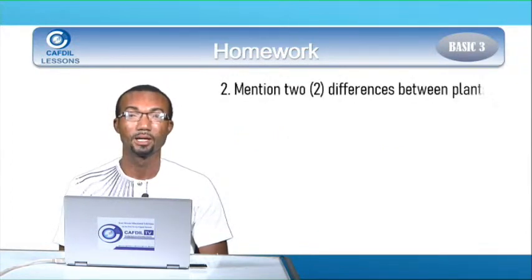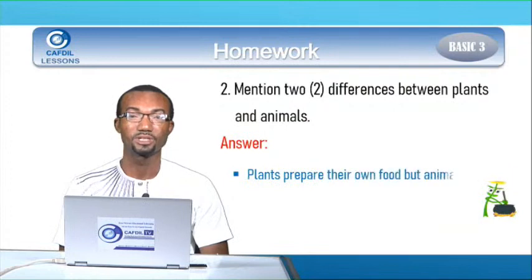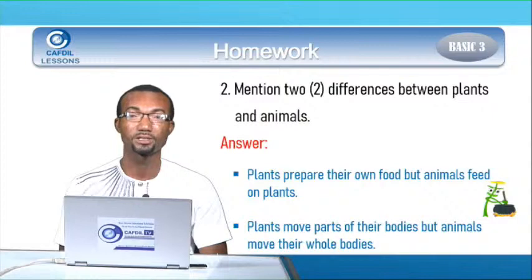Let's look at the second question. Mention two differences between plants and animals. And then we said plants prepare their own food, but animals feed on plants. And the process plants use to prepare their own food is called photosynthesis.